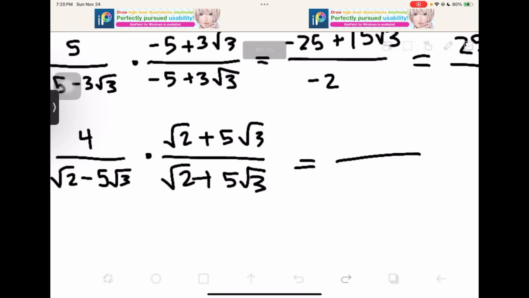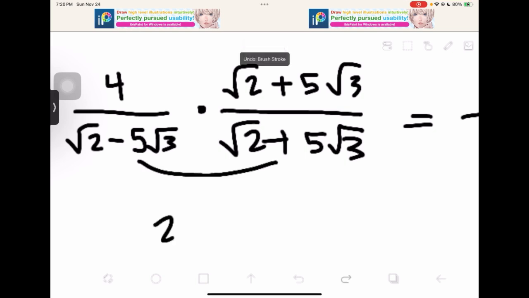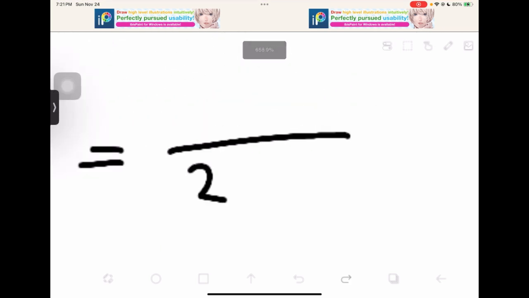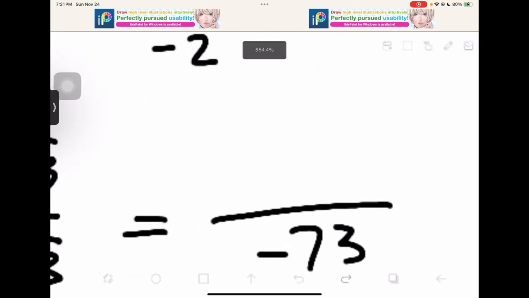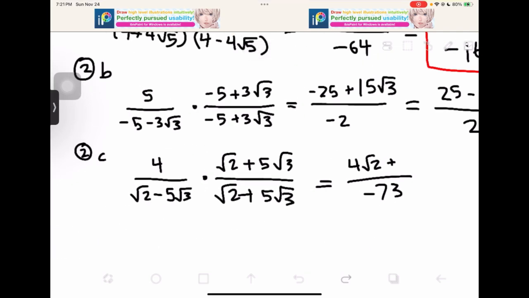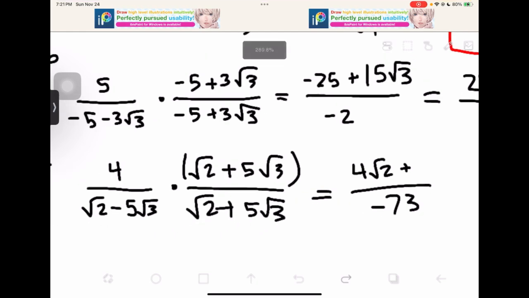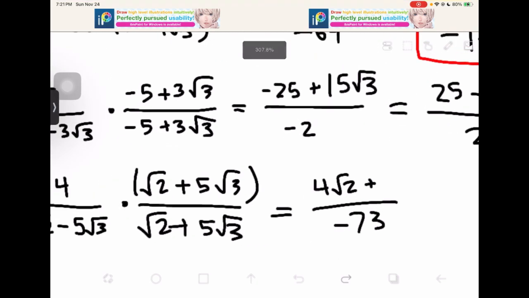So that's equal to 2 minus 75, because this is negative 25, then this is 3. So 2 minus 75, which is negative 73. Then we do this. It's just 4 square root of 2 plus 20 square root of 3. Yeah, 20 square root of 3.